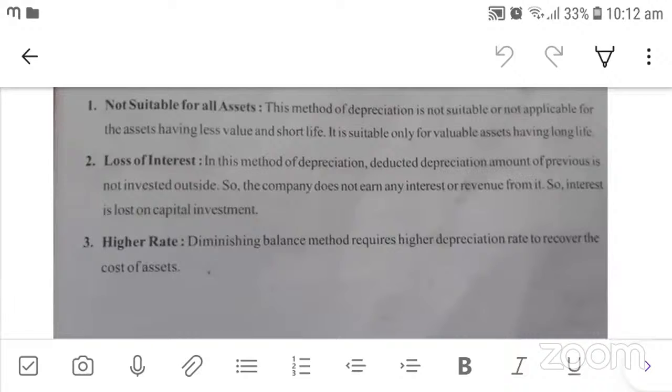Higher rate. The diminishing balance method requires a higher depreciation rate to recover the cost of assets. It will require higher rates, then only the value of the asset will be recovered to replace the old asset.